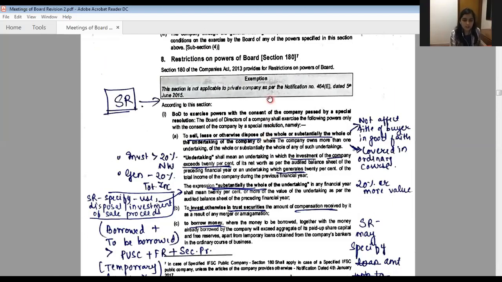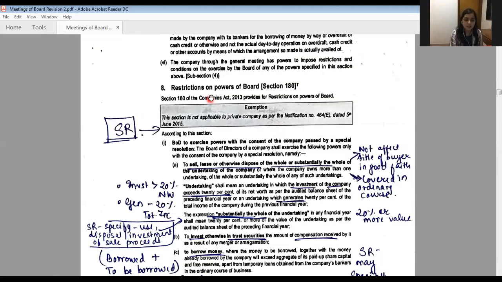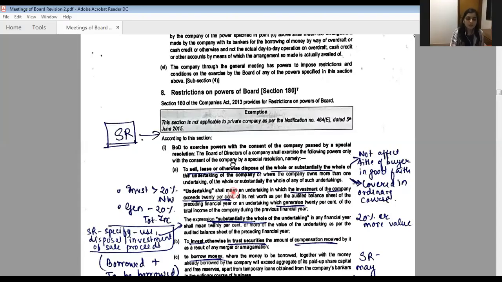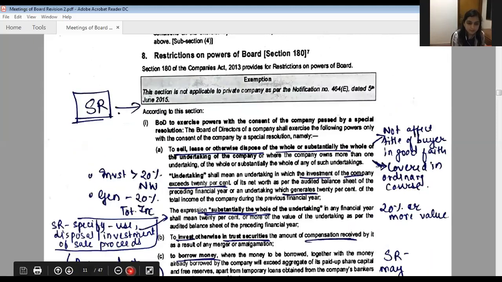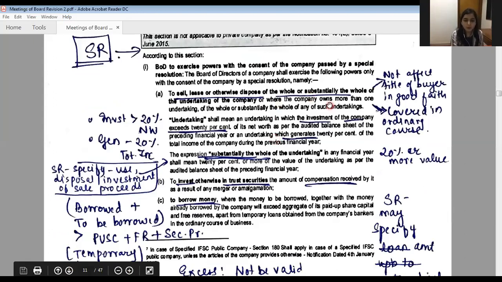The next point is Section 180. Now we shall look into Section 180, that is, restrictions on powers of the board. This section is not applicable to private companies. Now we'll see the points one by one, that is, restrictions on powers of the board. The first restriction is to sell, lease, or otherwise dispose of the whole or substantially the whole of the undertaking of the company. Now, the board has to pass a special resolution to sell, lease, or otherwise dispose of the whole or substantially the whole of the undertaking of the company.